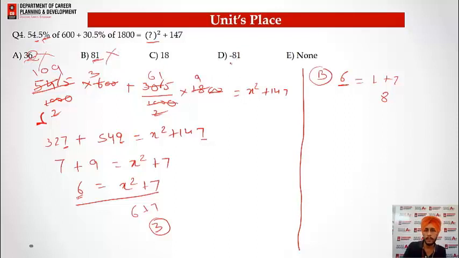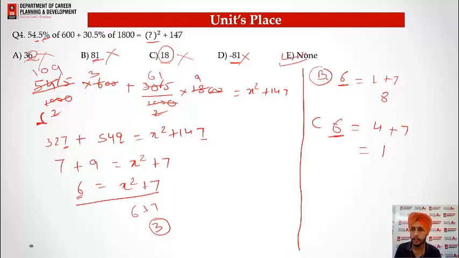In the same way, negative 1 again will not be our correct answer, so option D will also be eliminated. So we are left with only one option, that is 8. Let's check for 8, option C. So the left side is 6, equals 8 square, that is 64, but we will take it as 4, plus 7. So 4 plus 7 is 11, that is 1, but we need 6. So option C will also be eliminated, which means our option E, that is none of these, will be our correct answer.